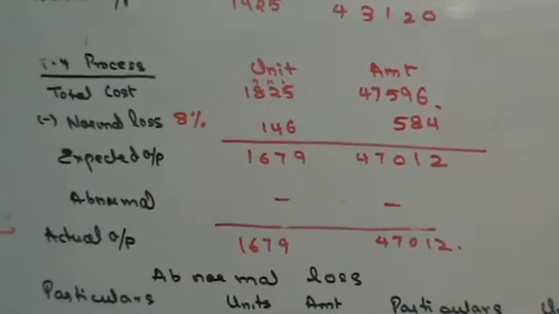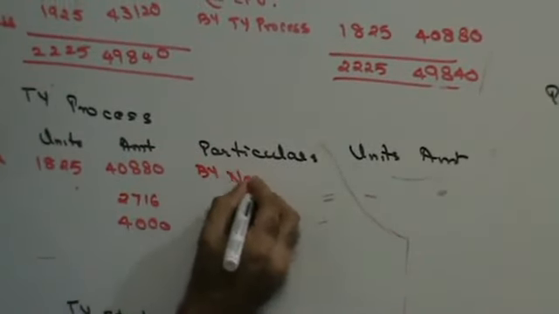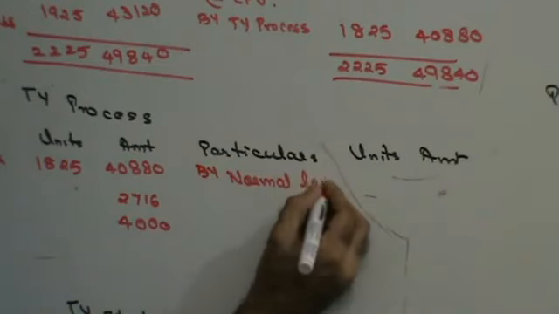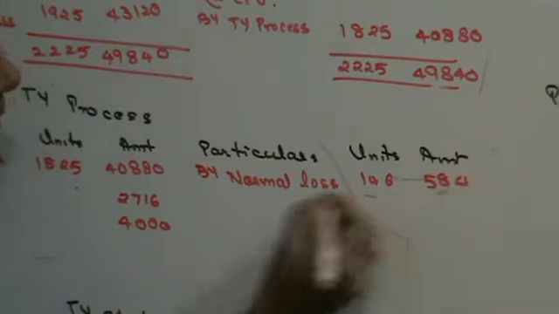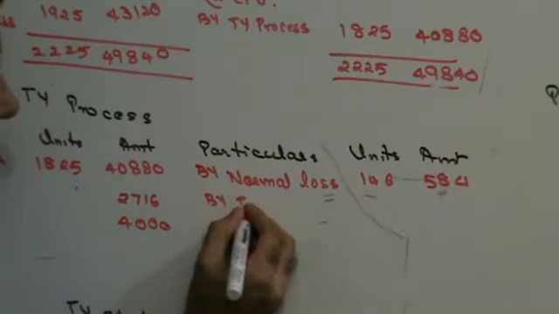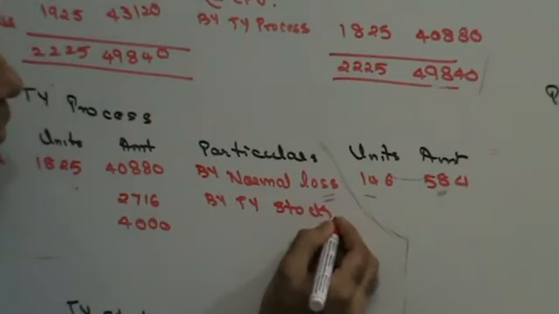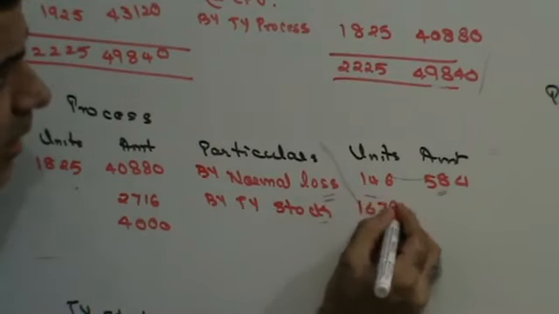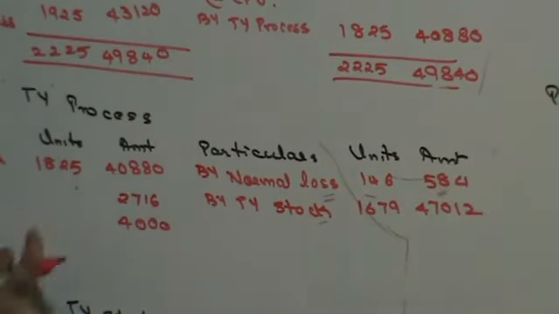Right? Let's transfer this. This can be written as by normal loss. Normal loss is 146 and 584, and by TY stock. TY stock is 1679 and 47,012. Right? Tally this, guys.